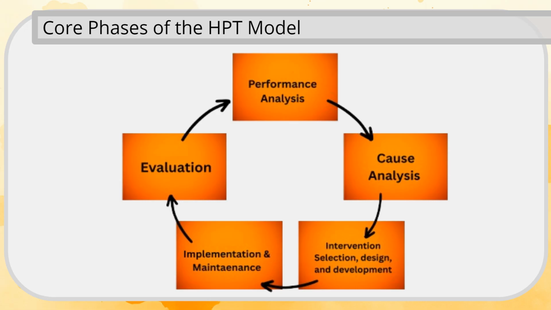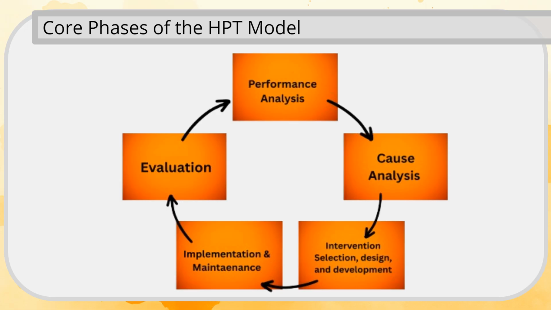The HPT model is typically broken down into five core phases. First, we have performance analysis. This is where we pinpoint exactly what the desired performance is versus the actual performance, identifying any gaps or opportunities. Once a gap is identified, the next phase is cause analysis. Here we dig deep to determine the underlying root causes. Are they environmental, instructional, motivational, or even systematic?